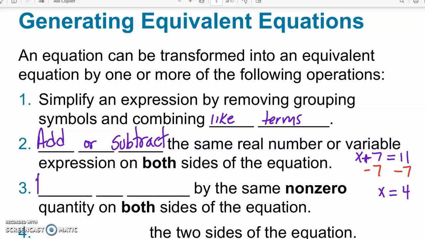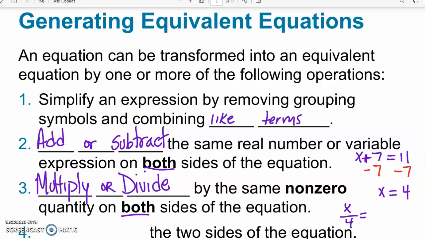You can also multiply or divide by the same non-zero quantity on both sides. So notice how these are emphasizing both sides, because what you do to one side, you do to the other side, and it keeps the equation balanced.